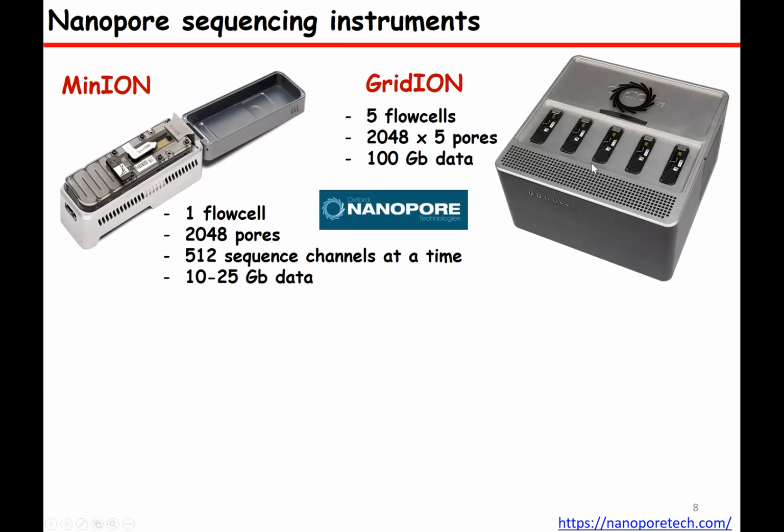There is another instrument called the GridION, which is basically five flow cells of this type. If you want to increase the throughput and don't want to spend a lot of time on sequencing, medium throughput can be achieved. For example, 100 to 125 gigabases of data can be obtained from these flow cells in 2 days.